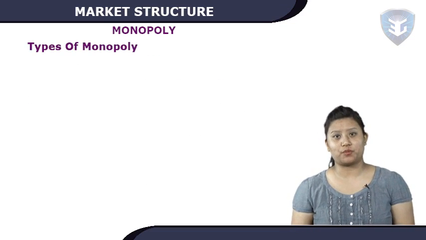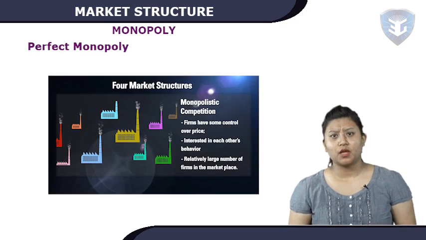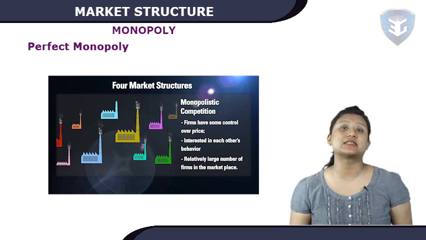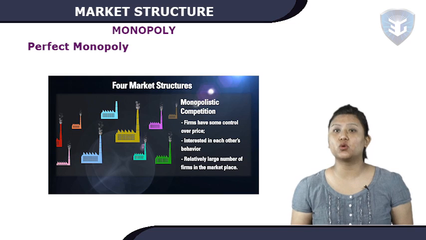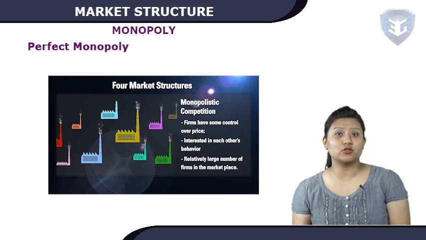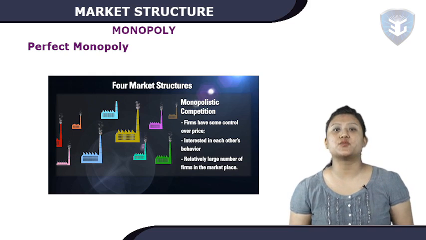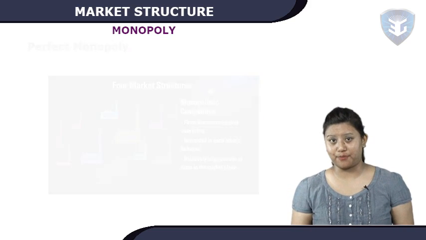The types of monopoly. Perfect monopoly. It is also called as absolute monopoly. In this case, there is only a single seller of product having no close substitute, not even a remote one. There is absolutely zero level of competition. Such monopoly is practically very rare.